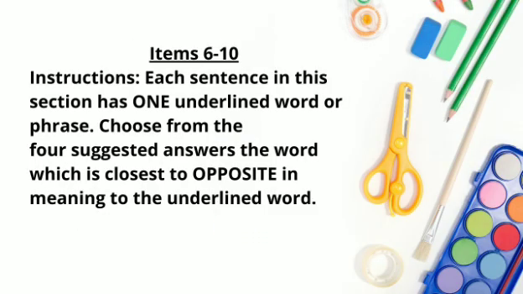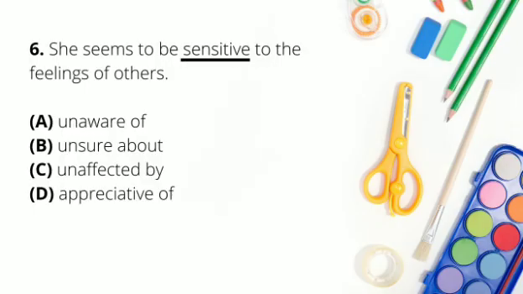Items 6 to 10, instructions. Each sentence in this section has 1 underlined word or phrase. Choose from the 4 suggested answers the word which is closest to opposite in meaning to the underlined word. Question 6. She seems to be sensitive to the feelings of others. This question is another repeated item, and the answer is C, unaffected by.